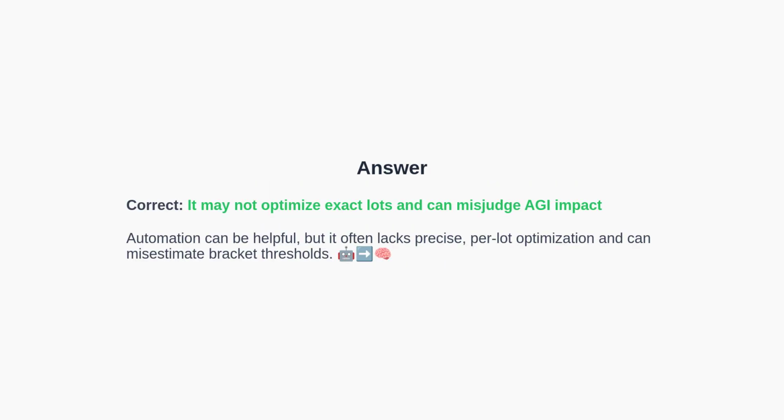The correct answer is that automation may not optimize exact lots and can misjudge the impact on adjusted gross income. While automation can assist with tracking, it often does not execute the per-lot precision needed for effective tax management.